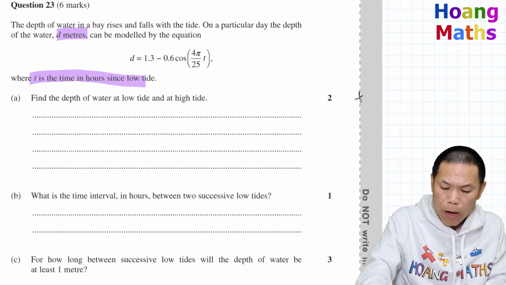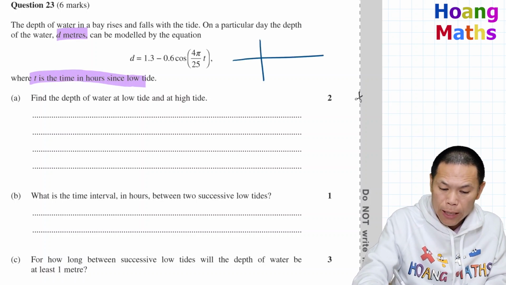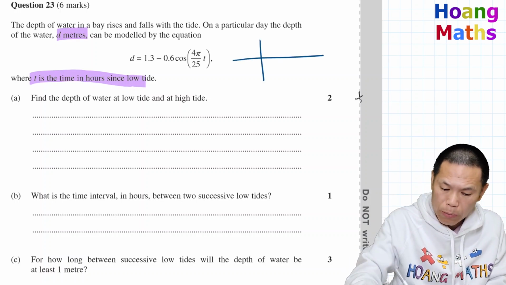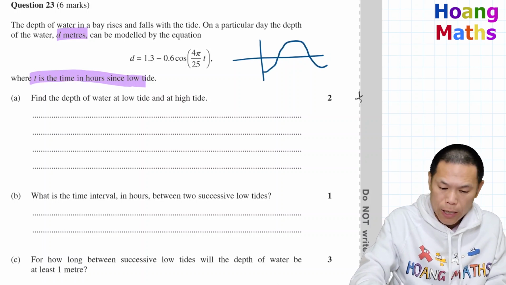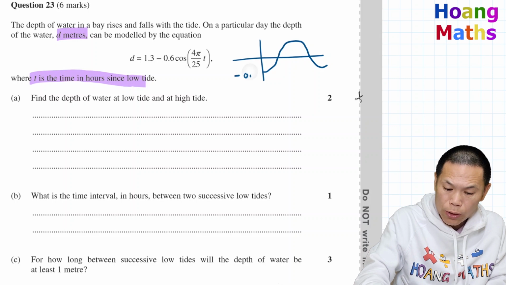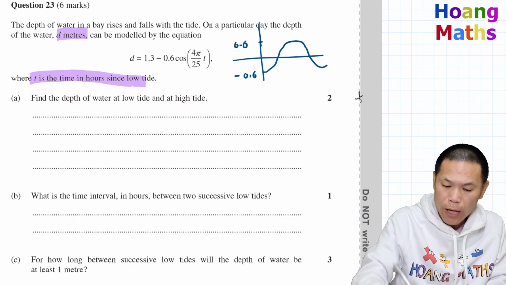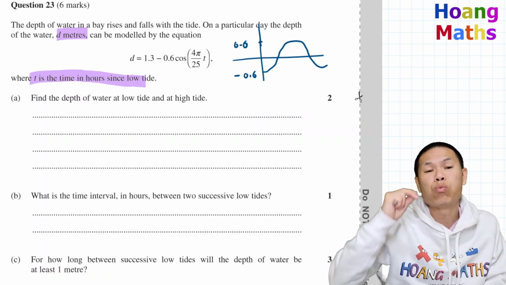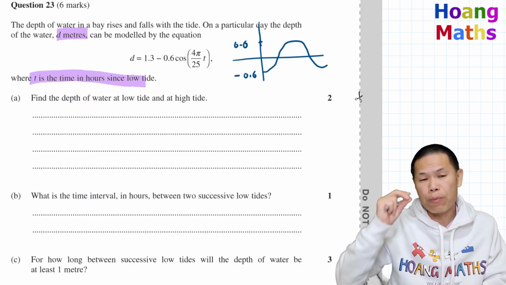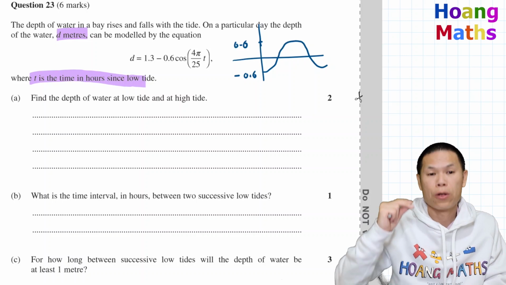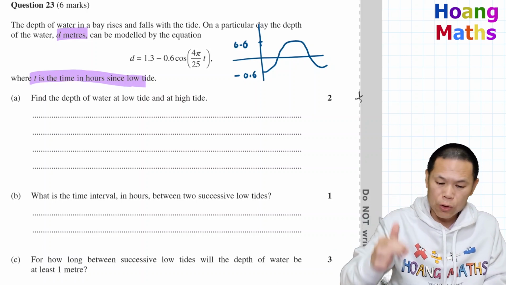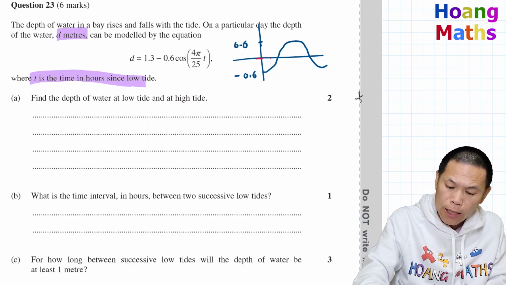If you think about it, we have a graph. It's like this. It's cos, and it's negative, so we start from here like this. Keep that in mind. This is negative 0.6 and this is 0.6. But then we will plus 1.3 on top. So we start from negative 0.6 and move 1.3 up. In other words, the center of the graph has moved up here somewhere.